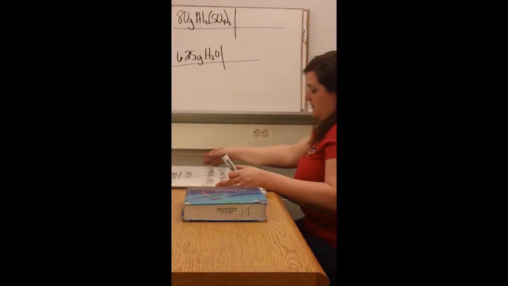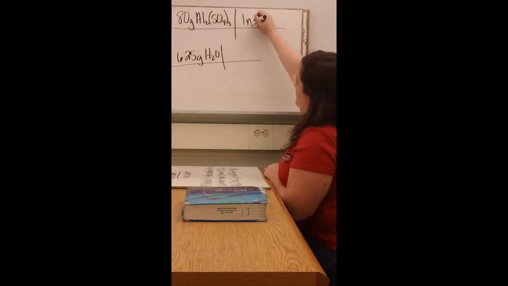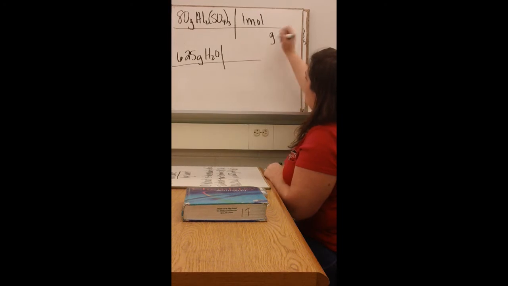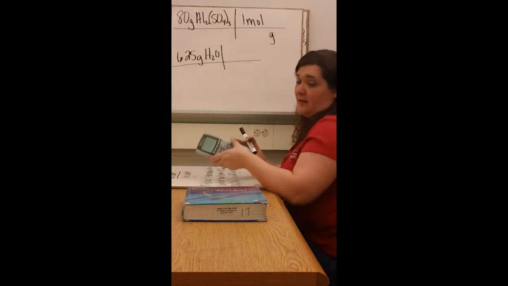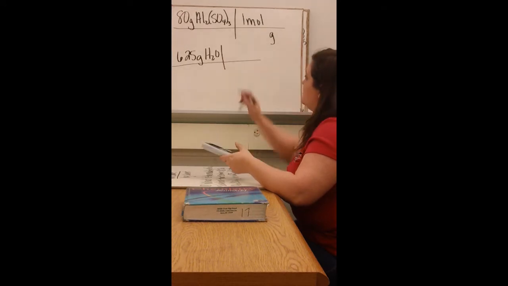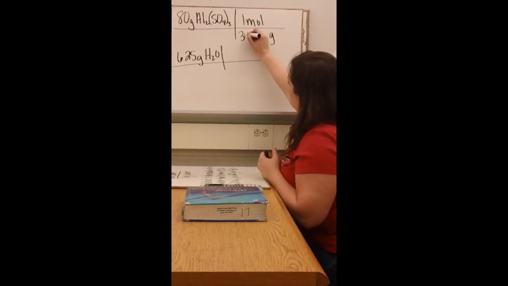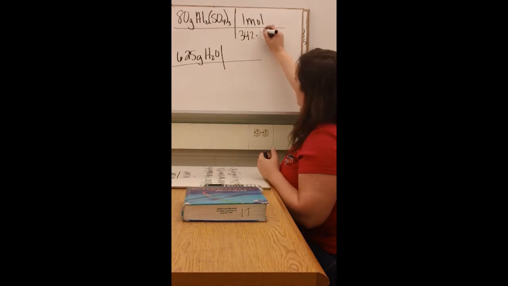So we have 80 grams of aluminum sulfate that we must convert to moles. Since we want moles, they're going to go on top. So 1 mole of aluminum sulfate has how many grams? And we add that up in the periodic table. We have 2 aluminums, plus we have 3 sulfurs, plus we have 12 oxygens. Please make sure that you distribute your 3 inside the parentheses. And so we get that the molar mass of aluminum sulfate is 342.14.